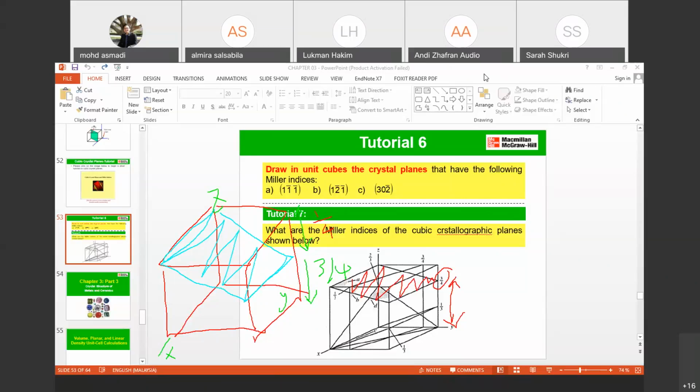Oh, you have to follow 4 steps. You have to determine the intercept, and then take the reciprocal, make it integer, multiply with the integer, and then you present it in the Miller indices. That is 4 steps.